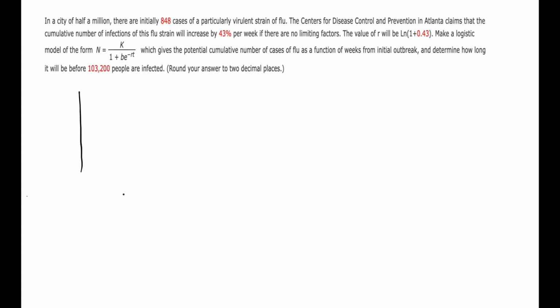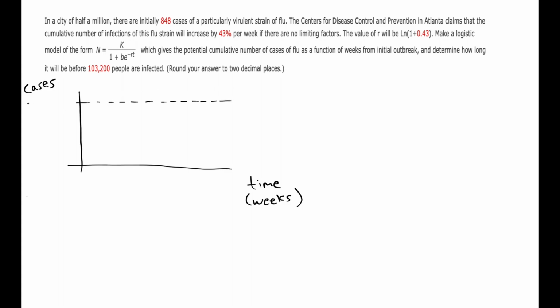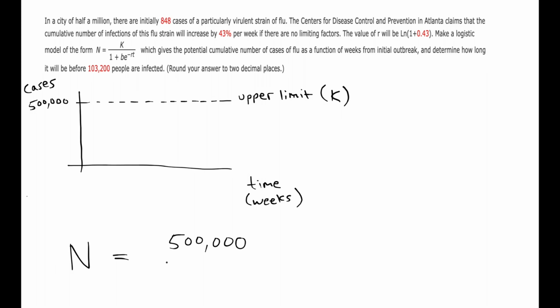So start with a little sketch. The time is in weeks, cases on the y-axis. We're looking for a city of 500,000, so the very upper limit of infections should be that 500,000. 500,000 is the upper limit. And so that'll automatically be the value that they're calling k here. So when we go to write our function, we could start with that already, that this should be 500,000.